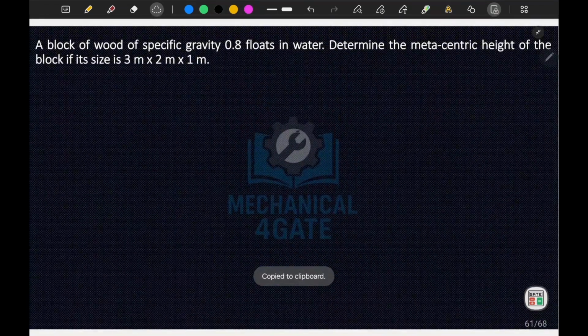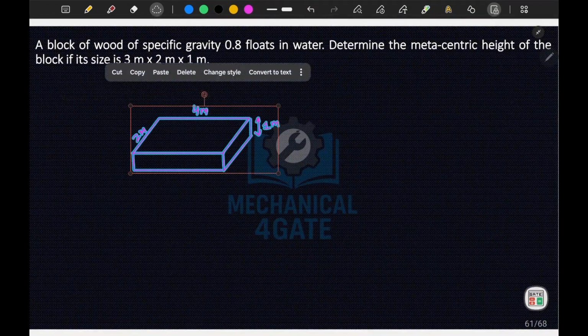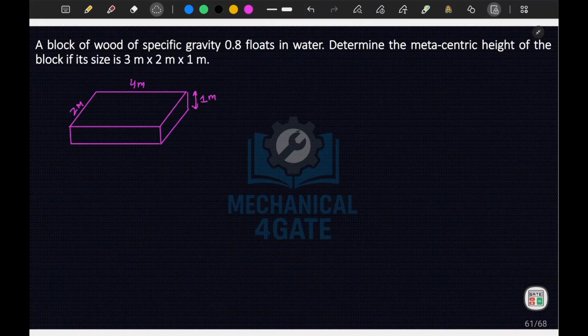Okay, something like this only, but there is some change in dimension. Now here this dimension is your 3 meter. Now this has a specific gravity of 0.8 and it floats. Since its density, like specific gravity, is less than that of water, it will float above. Let's say that here is your free water surface. Let's say that x is the depth of immersion.